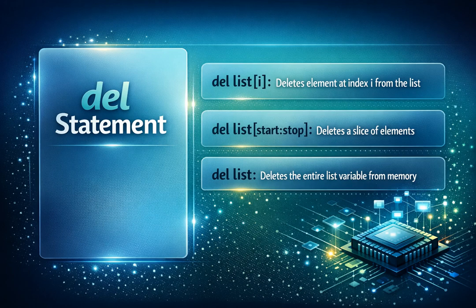The del statement deletes elements from a list. You can delete a single element by index, a range of elements using slicing, or the entire list variable. After del list1, the variable no longer exists, and accessing it raises a name error.